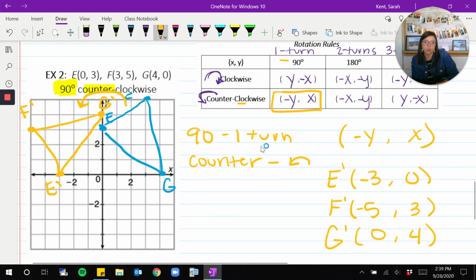So that's rotation. The main part is going to be using this table for your rotation rules. So make sure you have this written down. And again, I'll put these notes in Google Classroom so you can always pull this up to look at these notes. So do you have clockwise, do you have counter, and then what number are you moving? All right, so go ahead and take a look at the practice.